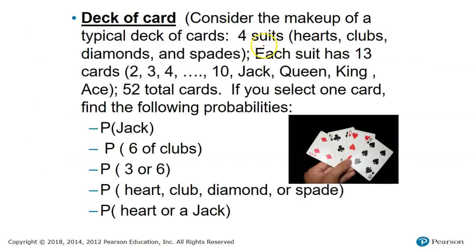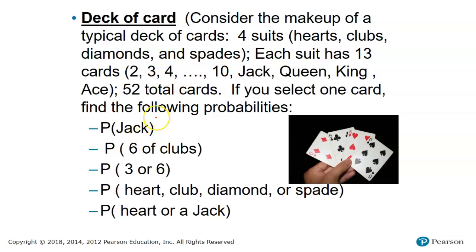Okay, last problem here. Looking at a deck of cards, I feel like you have to always have a deck of card problem, but I'm not going to hold you responsible for knowing the makeup of a deck of cards. So in a deck of cards, you've got 4 suits: hearts, clubs, diamonds, and spades, and within each of those you have 13 cards. They go from 2 through 10, and then a jack, queen, king, and an ace. We have a total of 52 cards.